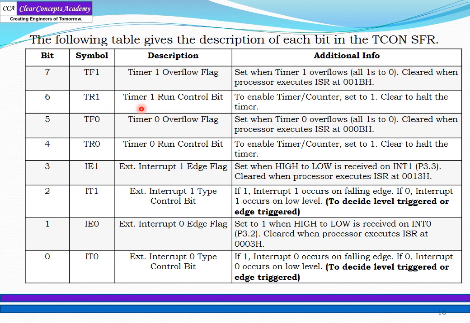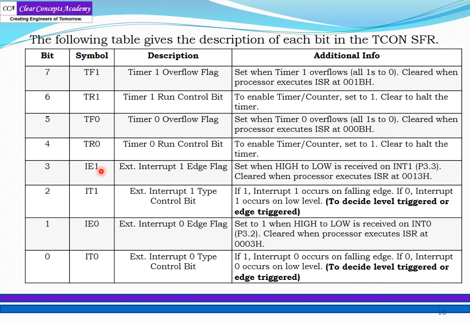Then TR1, the timer 1 run control bit. To enable the timer or counter, it is set to 1, and it is cleared to stop timer 1. Similarly, TF0 will be set to 1 if timer 0 overflows, and when it is set, the program counter will jump to interrupt vector 000BH. And similarly, TR0 is the timer 0 on/off bit.